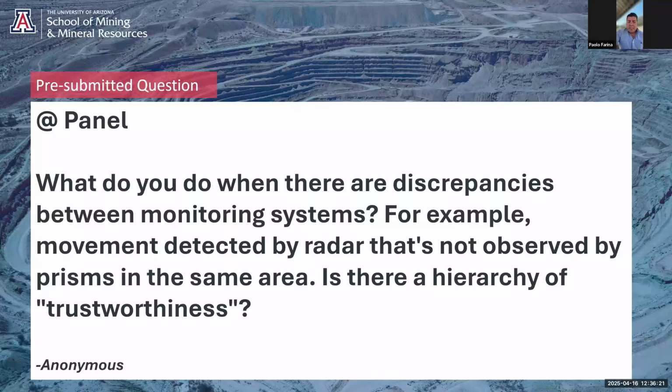But again, it's important to be sure of what we are looking for, so what kind of movements, and then compare only the technologies that can be compared. Okay, so that's my personal experience. From my point of view, there is no hierarchy in what is trustable. I have had bad and positive experiences with all the technologies. Prism sometimes shows nothing, or shows a wrong movement, because the reference network was not well placed, or the total station was moving. The same applies to radar.